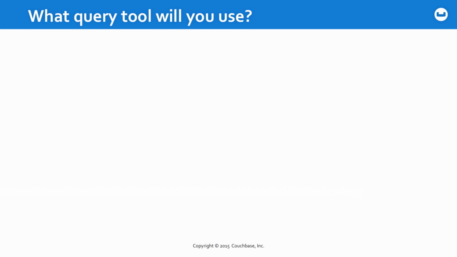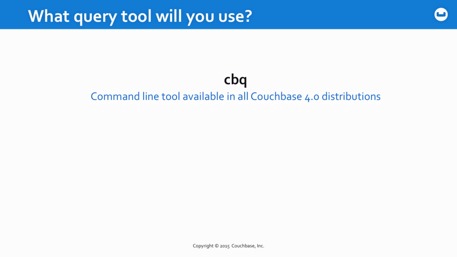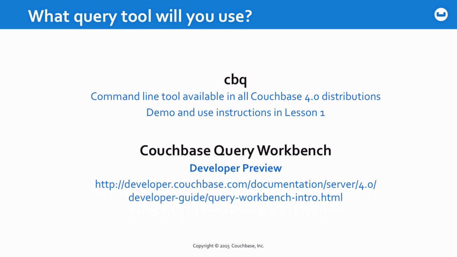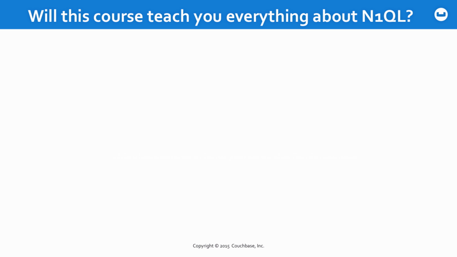So what tool are you going to be working with here in this particular set of lessons? We're going to focus on using a command line tool called CBQ, which is available in all Couchbase 4.0 distributions. We'll demonstrate it, and you'll get instructions on how to work with it in Lesson 1, and it's used throughout the course. You might also want to explore, though, the Couchbase Query Workbench, which is available now in a developer preview from this URL.